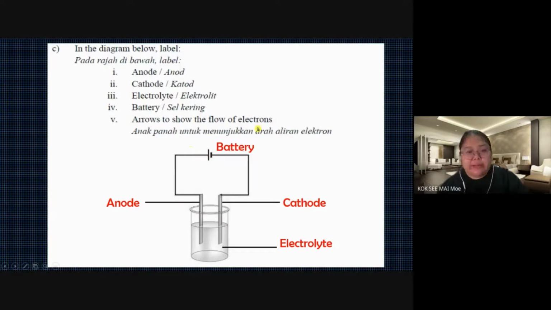So you must see very clearly. If they ask about flow of current, then you draw from positive, go down. If they ask about electron, then you need to show the reverse. Electrons start to flow from the negative, then go back to the positive. This one is how the electron flows.